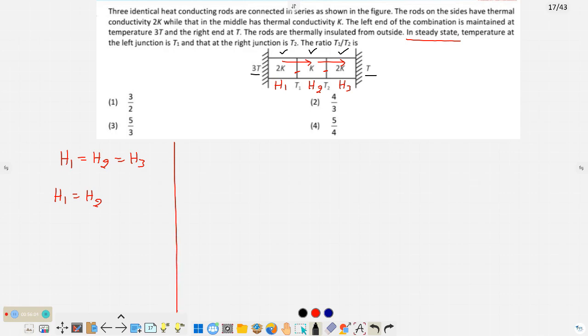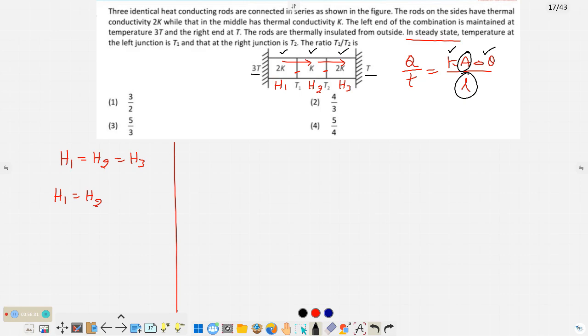So what is H1, the heat flow? Heat flow formula we have to know before. According to that, Q by T is called heat, that is nothing but K A delta theta by L. In all parameters, what are the same? The area is the same for all the conductors. All are having the same length of the conductors. Only change is the coefficient of conductivity is different, and they are maintaining different temperature ends.